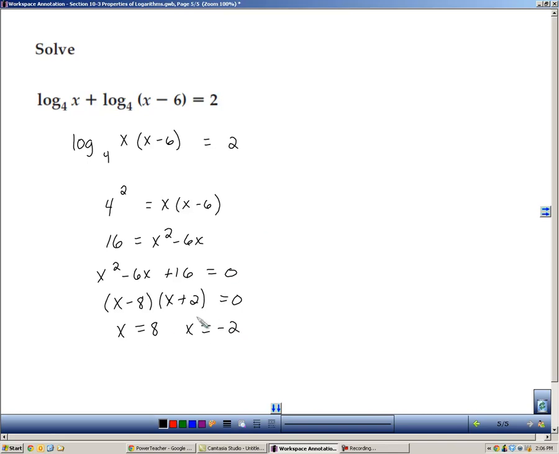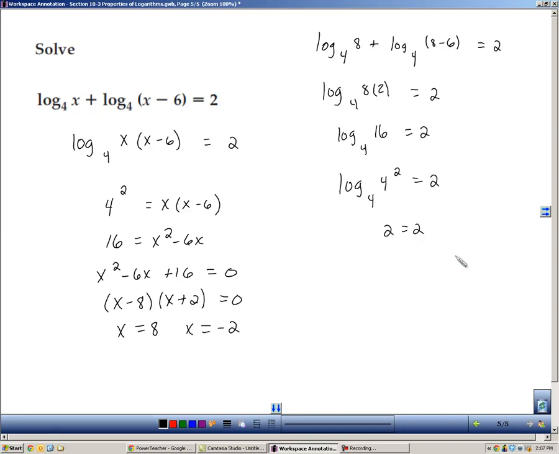Now I have to plug those back in to make sure that they work. So I'm going to go up here, and I'm going to take the log base 4 of 8 and plug that in for x. So here you see proof that when I plug in 8, it works, because I end up with log base 4 of 4, which those will wipe each other out, and so you get 2 equals 2.